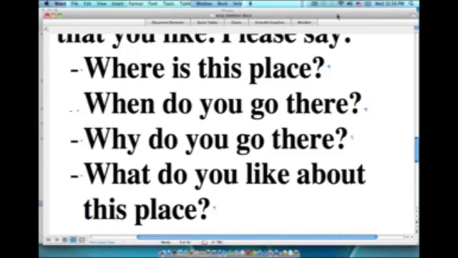Grammar, again, unfortunately, the student has quite a few problems in this area. The student said, "What I like about this place is the atmosphere of this place." So here we've repeated the subject that we're talking about twice in the same sentence.